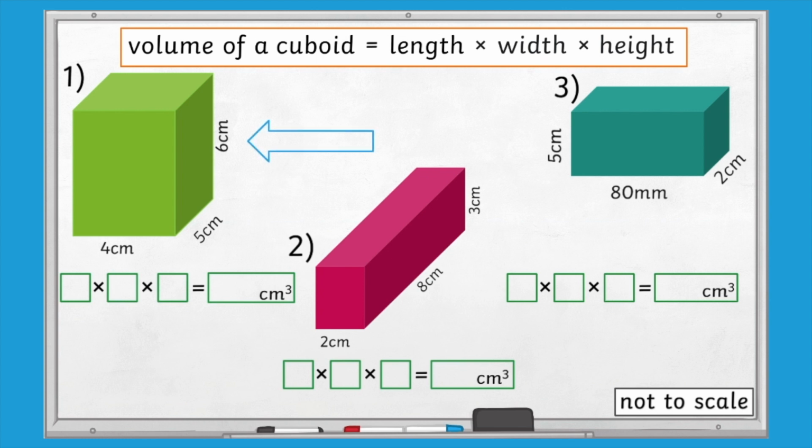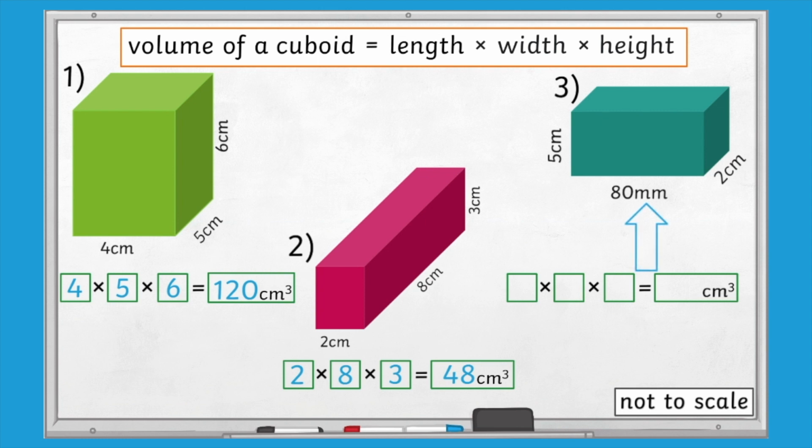For this cuboid, all of the side lengths are measured in centimetres, so we can use a formula length multiplied by width multiplied by height. This gives us an answer of 120 cubic centimetres. This cuboid also has all the side lengths in centimetres, so we can use a formula again. 2 multiplied by 8 multiplied by 3 gives us 48 cubic centimetres.